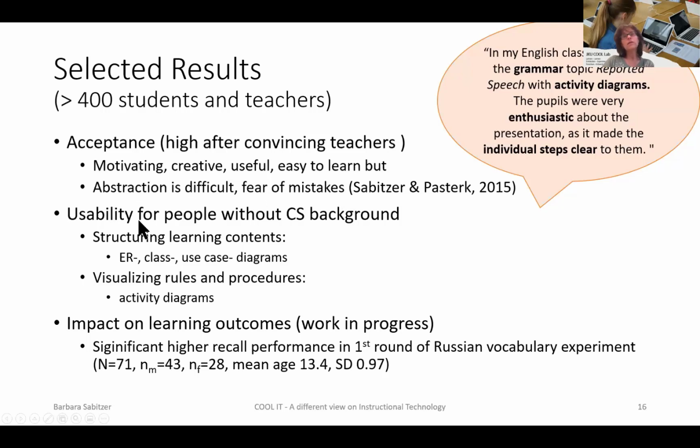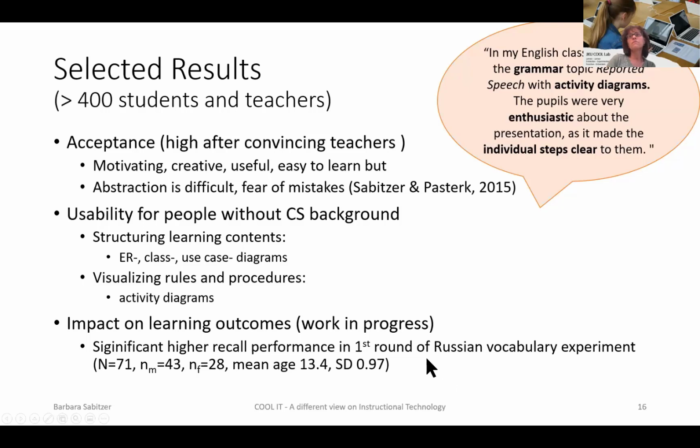Regarding the usability, we checked what is really usable for people without a computer science background. And there we could see that mainly entity relationship, class, and use case diagrams were useful for structuring learning contents. And for visualizing rules and procedures, for example grammar rules in English, activity diagrams could easily be integrated. And the current work in progress is a bit late because, due to COVID-19, we could not do anything in the last 3 semesters. Now we do that.